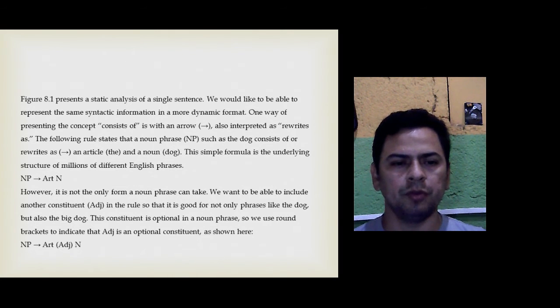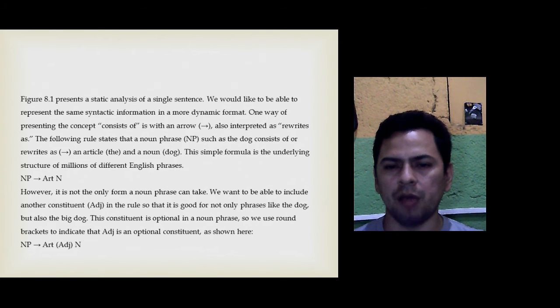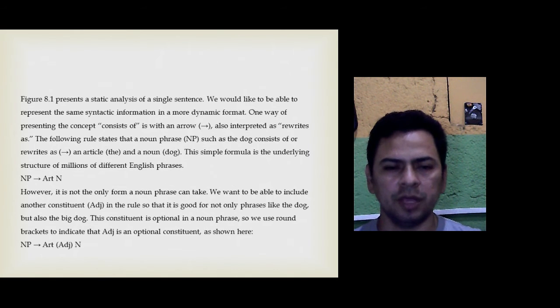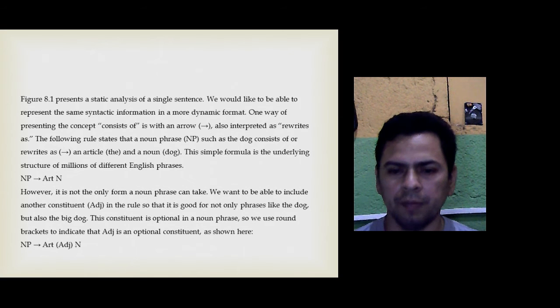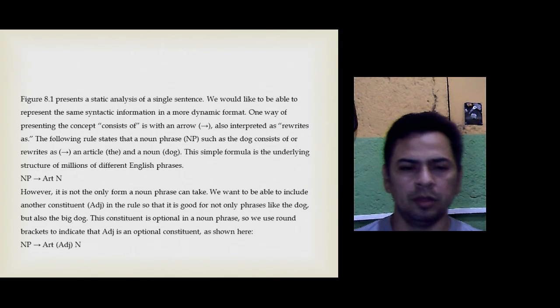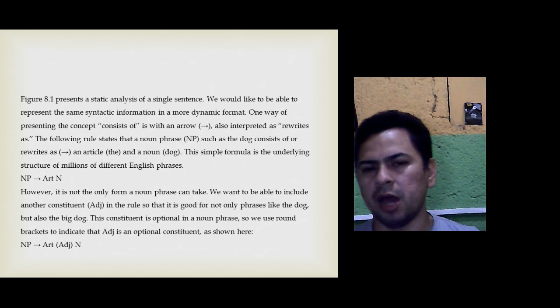We would like to be able to represent the same syntactic information in a more dynamic form. One way of presenting the concept "consists of" is with an arrow, also interpreted as a rewrite. The following rule states that a noun phrase, NP, such as the dog, consists of the article the and the noun dog. This simple formula underlies the structure of millions of different English phrases. Noun phrase, arrow, article, noun.